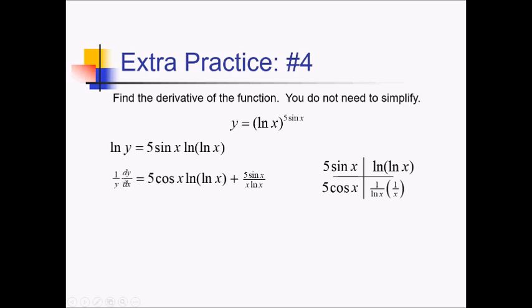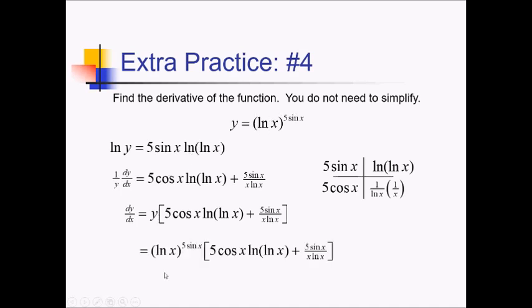Still have to isolate dy over dx. I can do that by multiplying both sides by y. So I've got all the stuff on the right side with a y outside, and we have a big parentheses going on here. And then since this needs to be, generally speaking, in terms of x, we don't want y hanging around. I guess it depends on the instructions. These instructions didn't explicitly say we wanted the answer in terms of x, but if we did, we could substitute ln of x to the 5 sine of x for the y right here and get it entirely in terms of x.